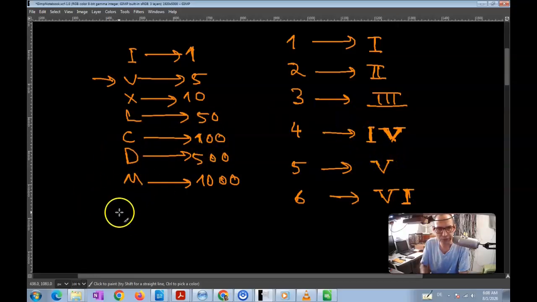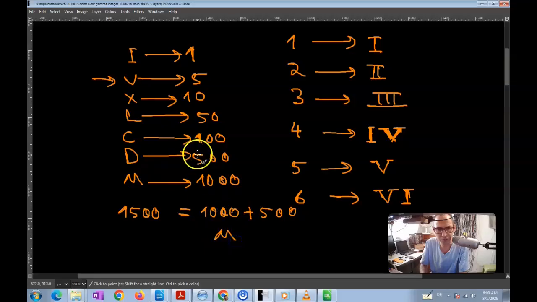To write, for example, 1500, you have to start with the largest value character, which means that essentially 1500 is nothing but the 1000 plus a 500, right? 1000 would be this character over here. A 500 would be this character over here. Putting them together, you would get an MD. MD means essentially 1500.